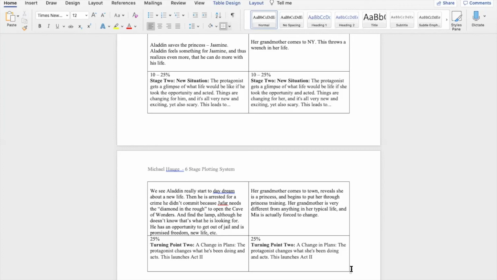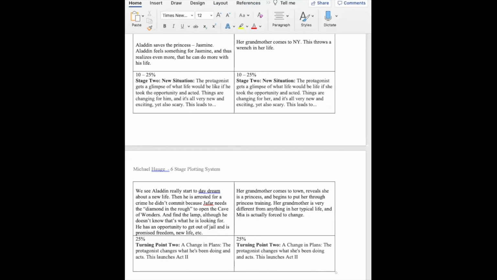Now, as we look at the very end of Act 1, this is a turning point. This isn't a point of no return. We're going to have a point of no return, but this turning point has got to be a kind of climactic moment, right? The protagonist is going to suddenly change what they're doing.